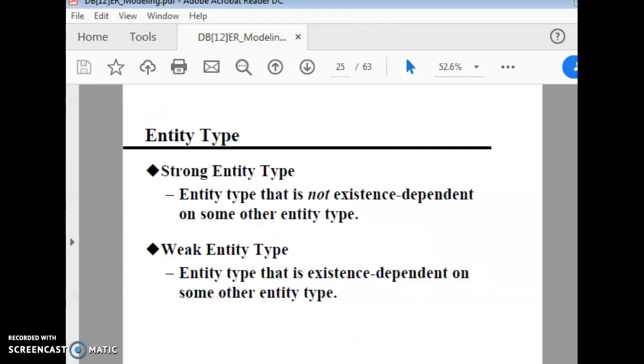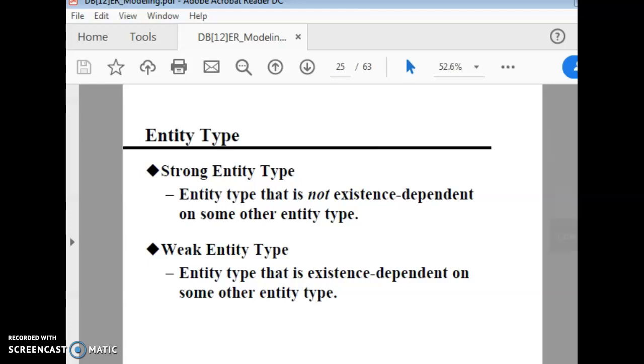Next, we are seeing the types of entities here, that is strong entity type and weak entity type. What is a strong entity type here? It is an entity type that is not existence dependent on some other entity. Means what? If an entity does not depend on another entity, then that is a strong entity. Just the reverse for a weak entity type: an entity type that is existence dependent on some other entity type.